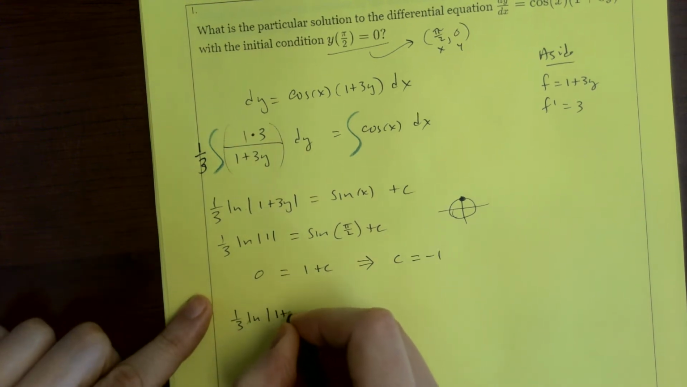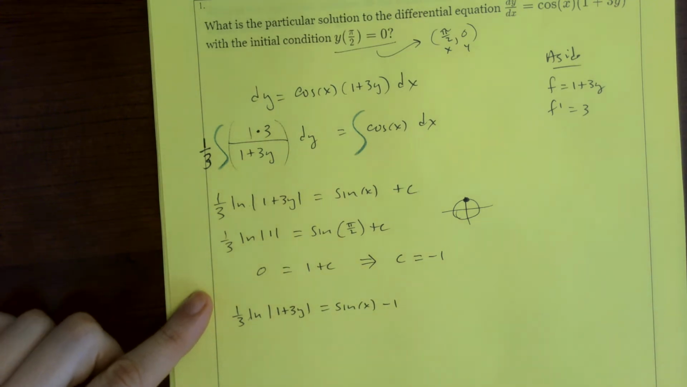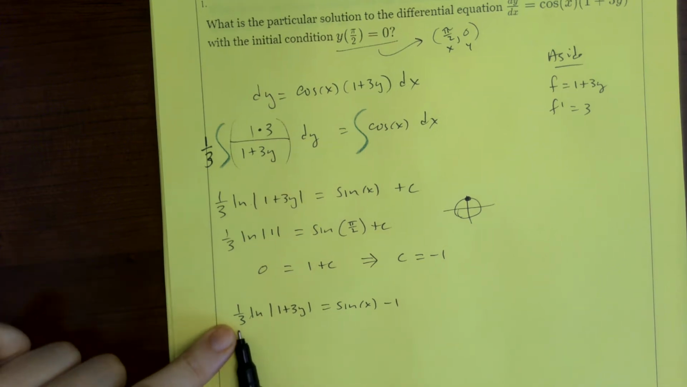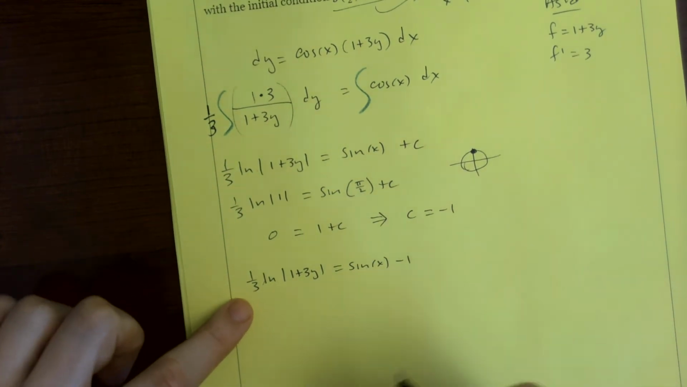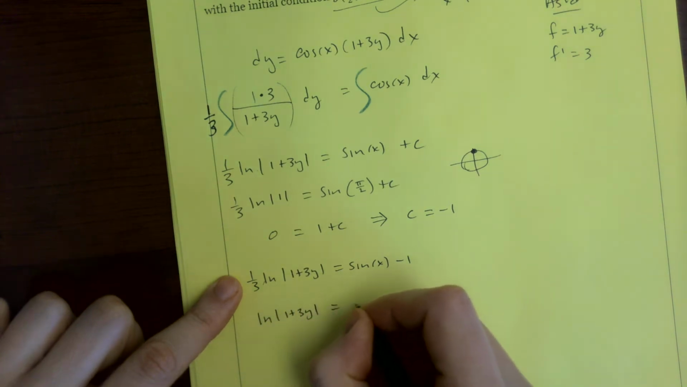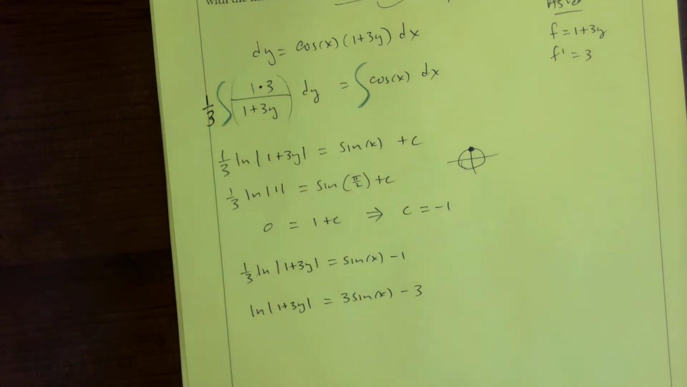So now I plug c back in there. 1/3 natural log of the absolute value of 1 plus 3y equals sine of x minus 1. Now we've got to solve for y. Okay, so I'm going to divide both sides by a 1/3, and then when I do keep change flip over here, that's like multiplying by 3. And if any of the algebra that I do confuses you, you've got to figure it out, okay? And figuring it out could be asking me how I got something, but you need to understand every step here.